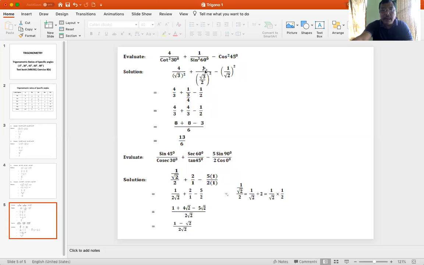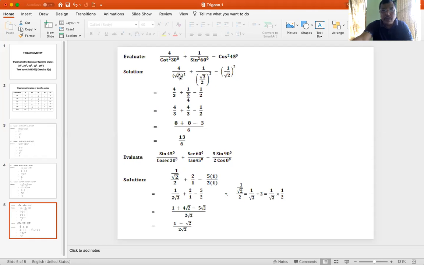Plus again 1 by, now sine square 60 degree is root 3 by 2 from the table, so we write here root 3 by 2. But we have sine square, so we write here whole thing square minus. Again, cos 45 from the table, it's found to be 1 by root 2, so we write here root 2 whole thing. Since cos square, we write here whole thing square.